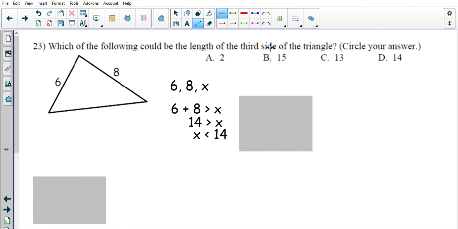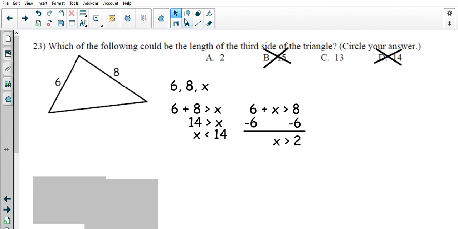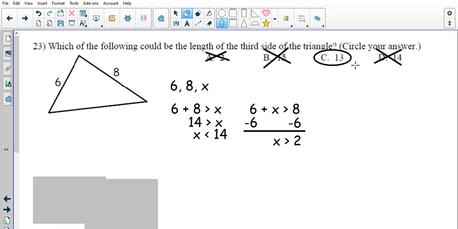So guess what? I can eliminate choice B. I can eliminate choice D. Let's look at another inequality. 6 plus x has to be greater than 8. Subtract 6 from both sides, we get x is greater than 2. Choice A is not greater than 2. We can eliminate that. It leaves us with one choice, letter C, which is 13. That's the only side length that's greater than 2 and less than 14.